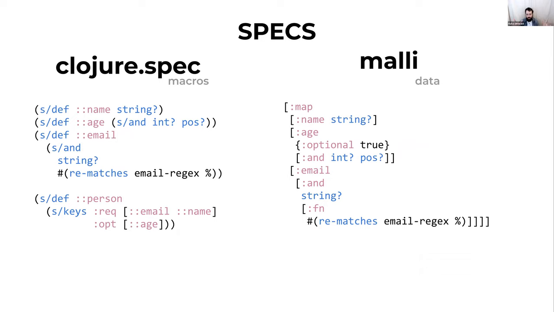And I talked about specs before. In Clojure, there was a part of the language itself where they were introducing ideas of how to write specs, and they did it with macros. The main challenge, which some people didn't like, was that it wasn't easy to introspect and generate, and also it wasn't easy to store or serialize in any way.